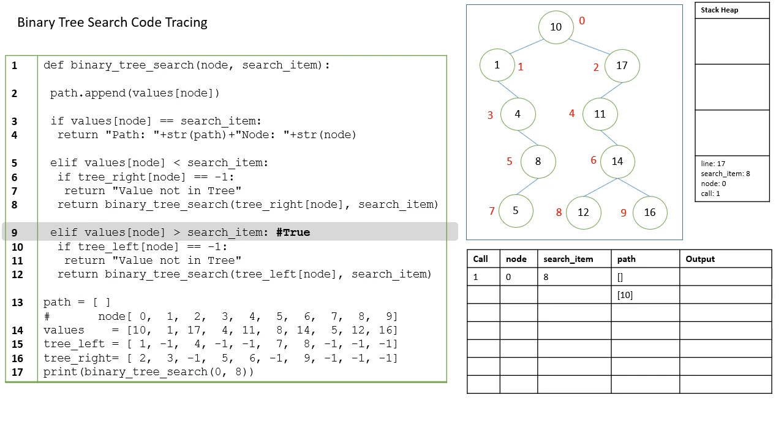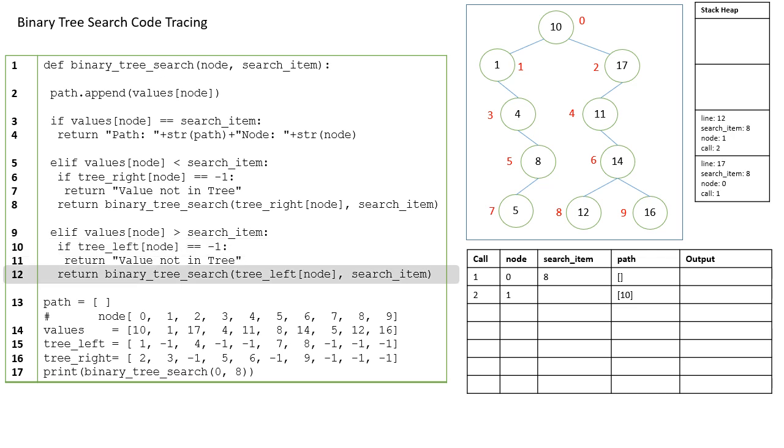When we do the evaluation here, we find that it's true. Our value 10 is greater than our search item. So we're now executing this block of code. Next, we check to see if the node to the left is equal to -1. Well, no, it's not, because it's actually equal to 1. So then we don't execute the line on line 11, and we jump straight to line 12.